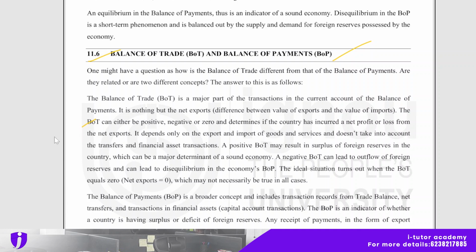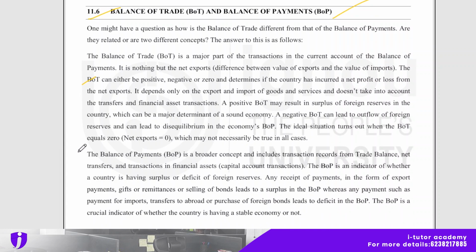It depends only on the export and import of goods and services and doesn't take into account transfers and financial asset transactions. A positive BOT may result in a surplus of foreign reserves in the country, which can be a major determinant of a sound economy. A negative BOT can lead to outflow of foreign reserves and can lead to disequilibrium in the economy's BOP. The ideal situation is when the BOT equals zero, that is net exports are zero, which may not necessarily be true in all cases.